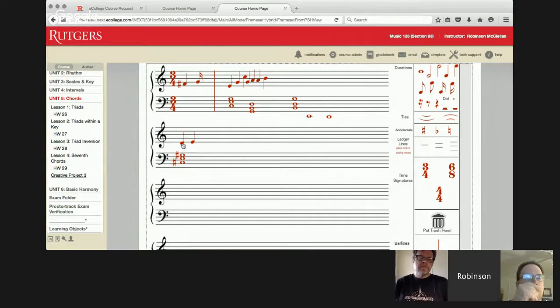So it has the D, which is not in the chord, but it immediately goes to a note, the E, which is in the chord. So here we have the E and then the E. So that will sound pretty good as long as that happens.